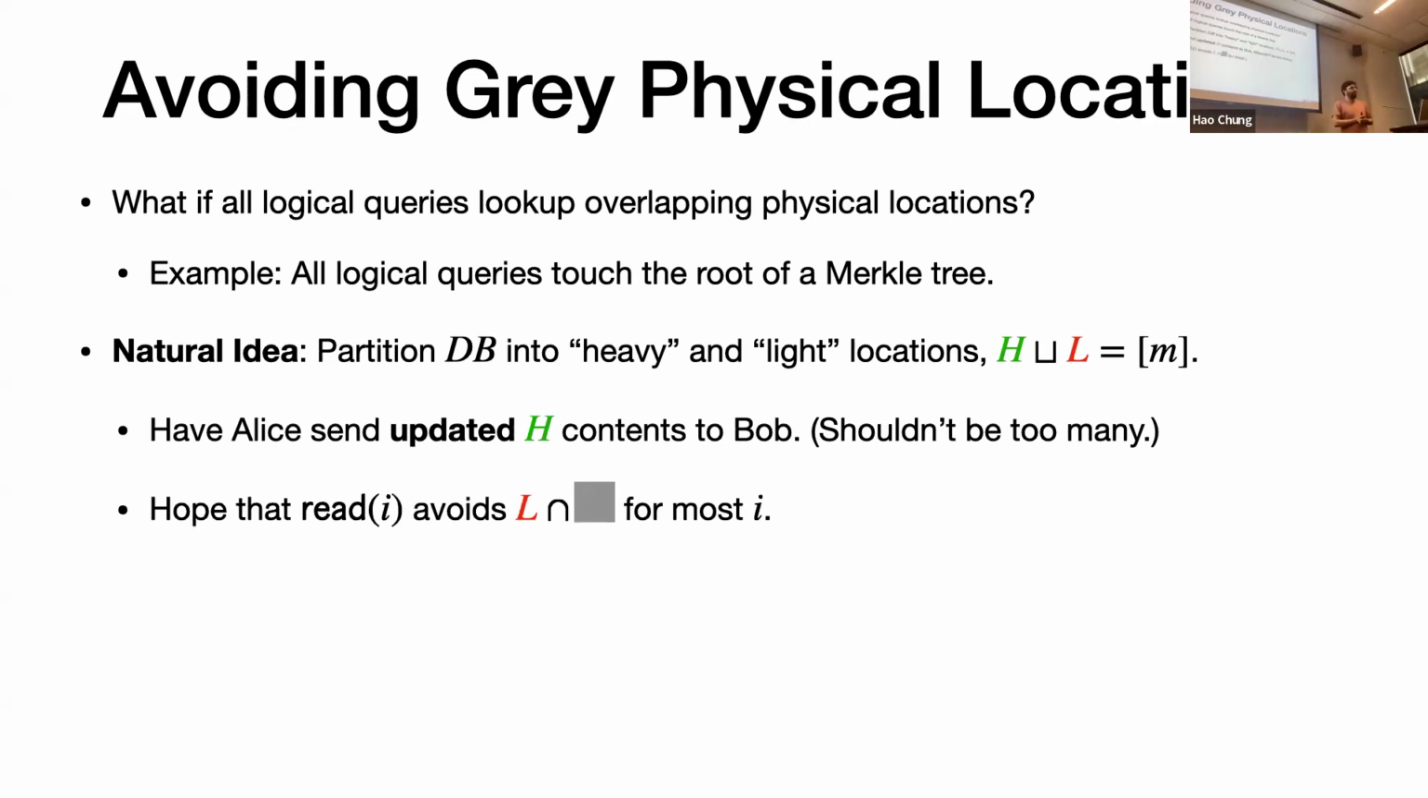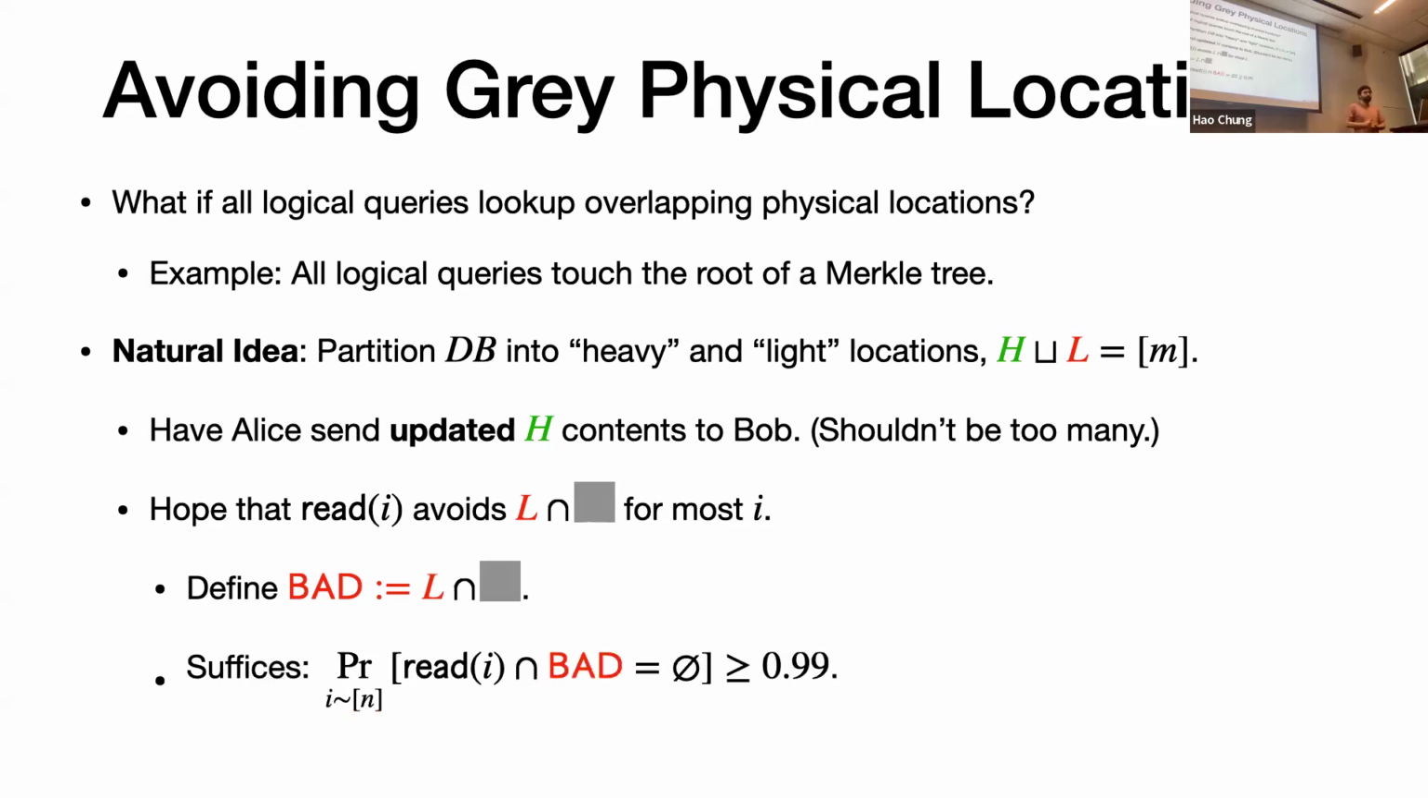And then we're going to hope that Bob's read to index i is going to avoid not all of the gray locations, but just the light gray locations. That's sufficient because Bob has updated elements on the heavy set. And just for simplicity, I'll define some bad set for Bob to avoid as the light elements that are modified, these gray sets. And what we'll show is sufficient is that the probability over i of a read touching this bad set should be at most 0.01. And we'll show this is enough for us.